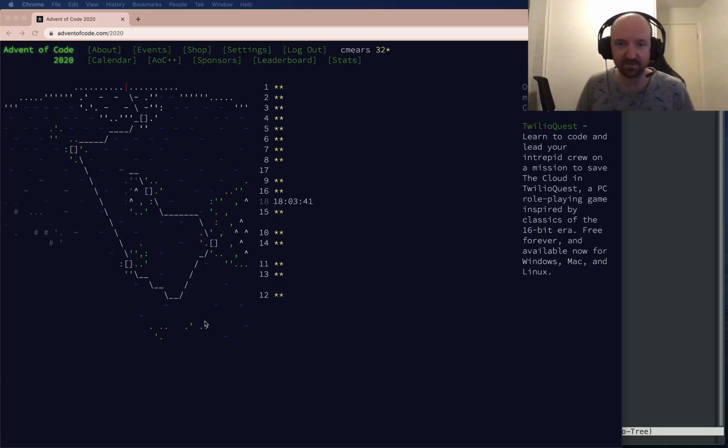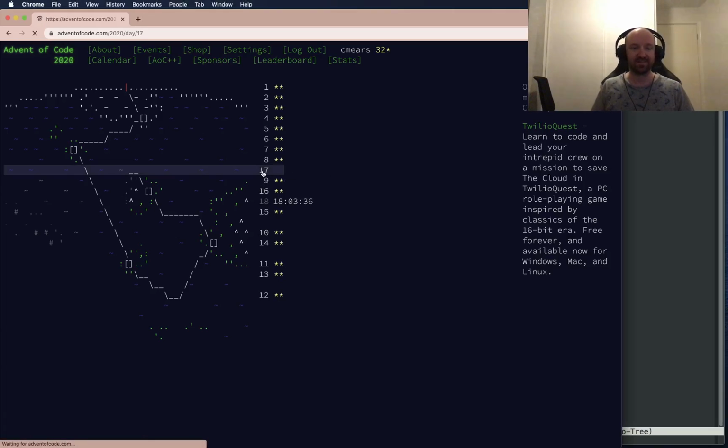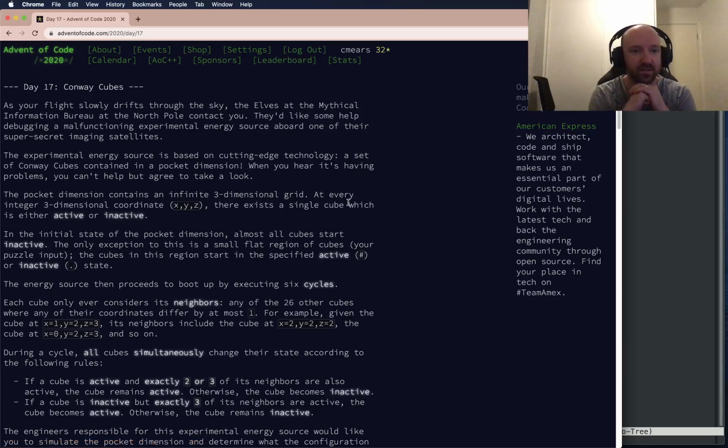Again, the Advent of Code. Let's see what lies in store. Today, day 17. Now, light is in the air. We've got a malfunctioning experimental energy source, a set of cubes in a pocket dimension. Well, how can we resist?